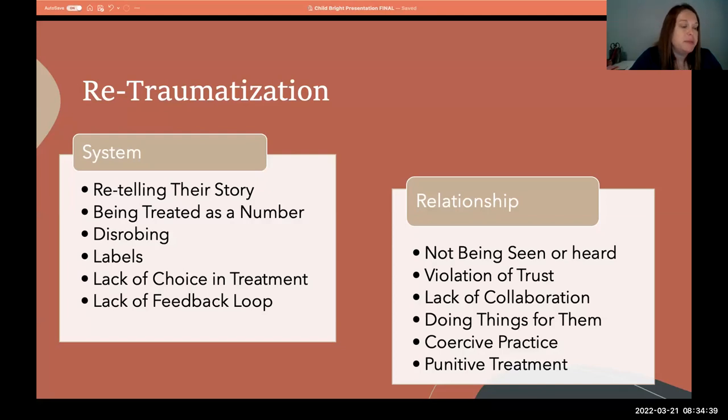In relationship with an individual, re-traumatization can happen when the individual feels that we, as the practitioner or clinician, have all of the control, and they are not being seen or heard or believed, feel their trust has been violated, sense a lack of collaboration. When we do things for someone rather than with someone, and when there are practices that are punitive, coercive, or use oppressive language.